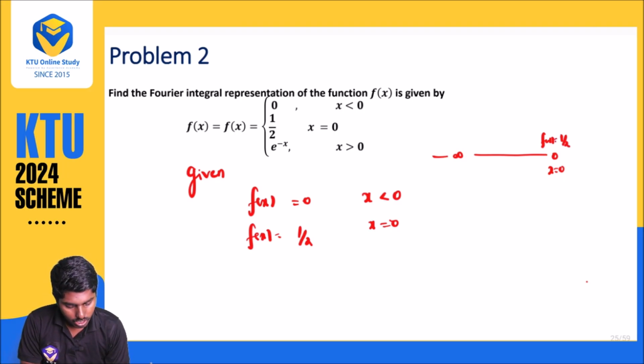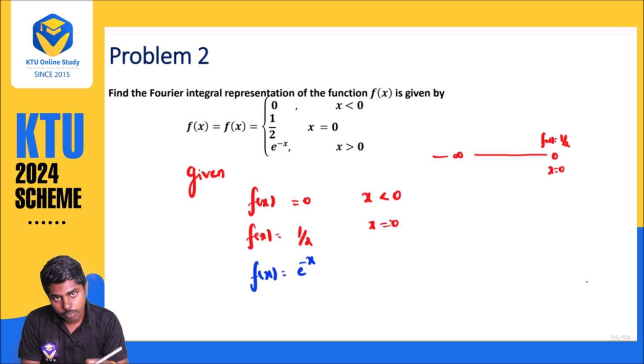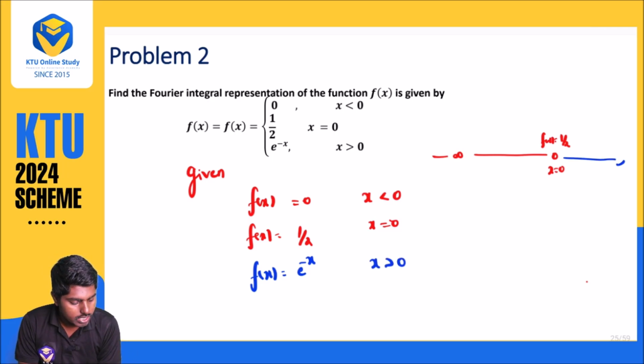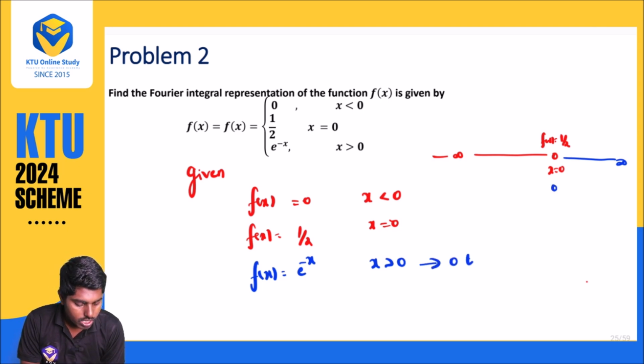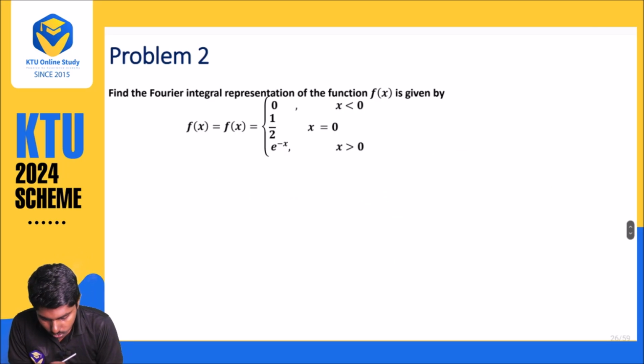Now f of x is equal to e power of minus x when x value is greater than 0. Greater than 0 means until infinity, that is 0 to infinity. This one is indicating 0 to infinity, and this one is indicating minus infinity to 0. So these are the cases they have given. Now we will move on to the solution.